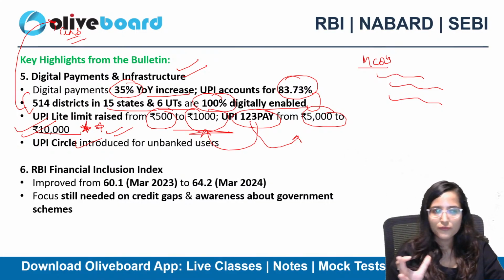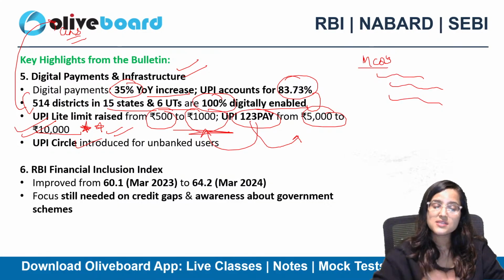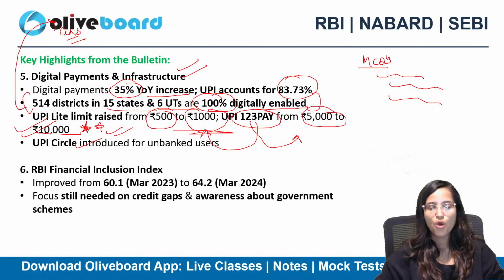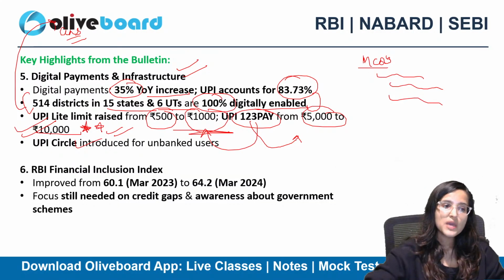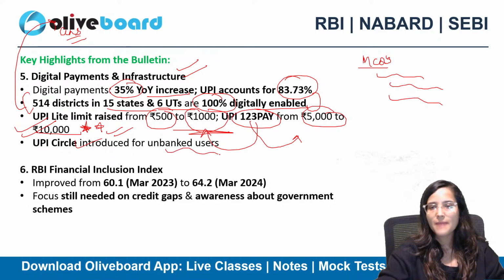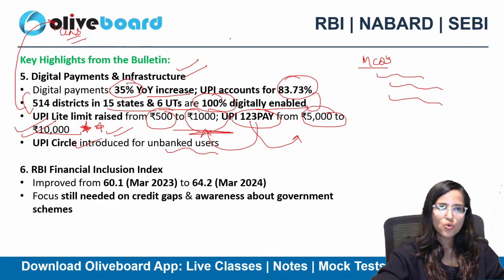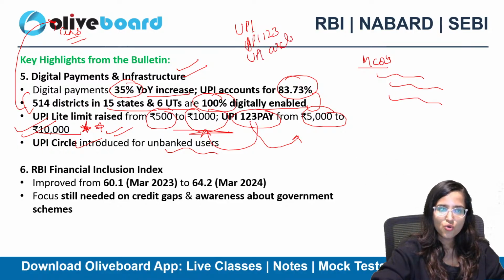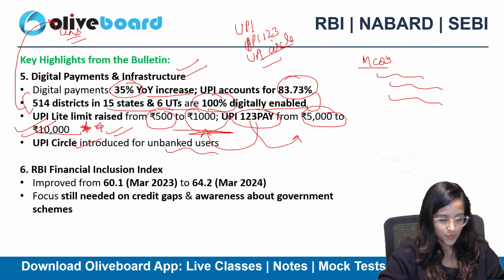So you need to be careful of these things. Such minute details are asked in the examination in the form of MCQs. UPI Circle has been introduced for unbanked users. So you should know these terms: UPI Lite, UPI 123 Pay, then UPI Circle. You should know about these. Okay? What is the difference between these?